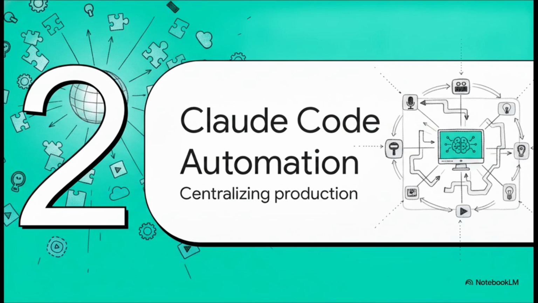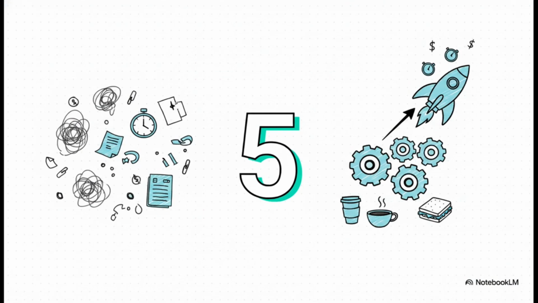So let's fix that. Section 2. Enter Claude Code automation, centralizing your production. 5 hours. Literally just 5 hours. That is the stark contrast between the traditional, agonizing manual grind and actually building a centralized system. In the time it takes to grab a coffee and a sandwich, you can build an automated Claude Code pipeline that is going to save you days of future work every single week. That compounding time savings, that's the real win here.